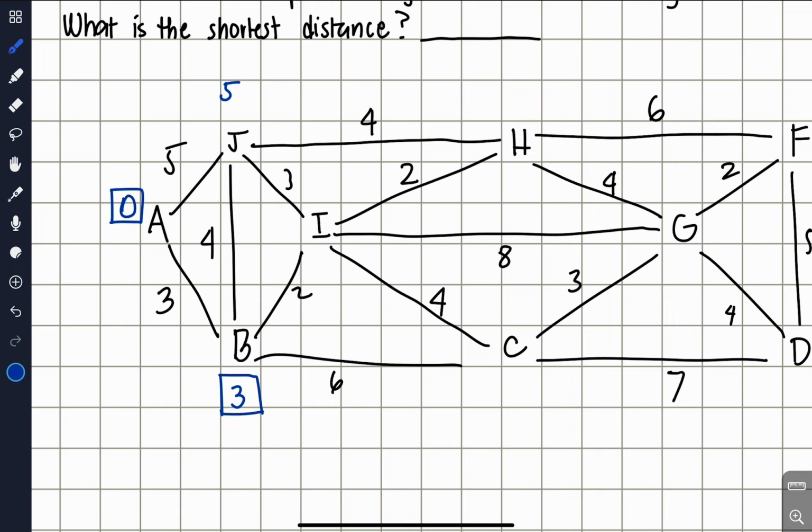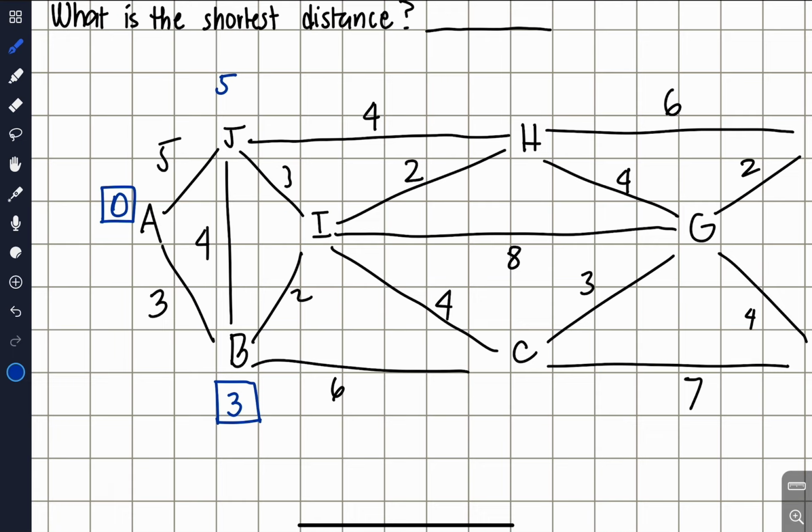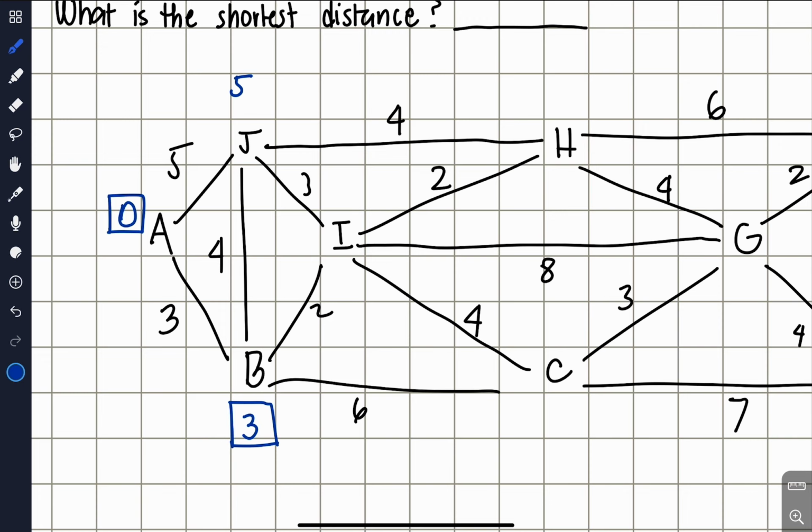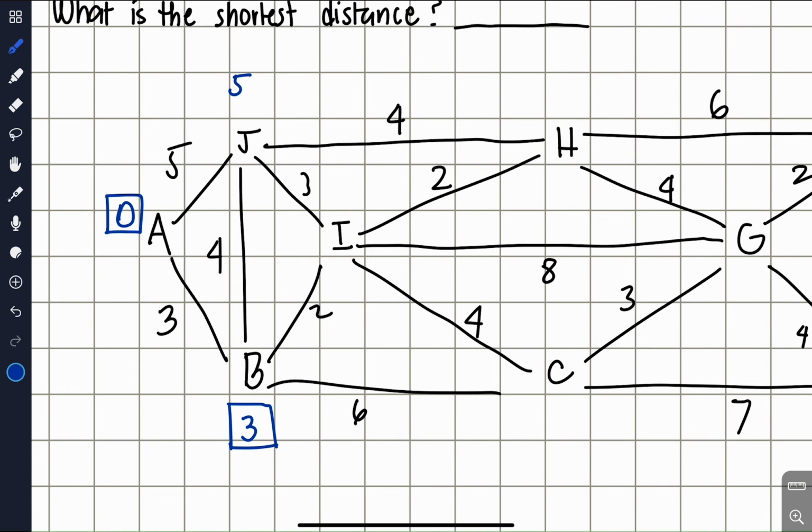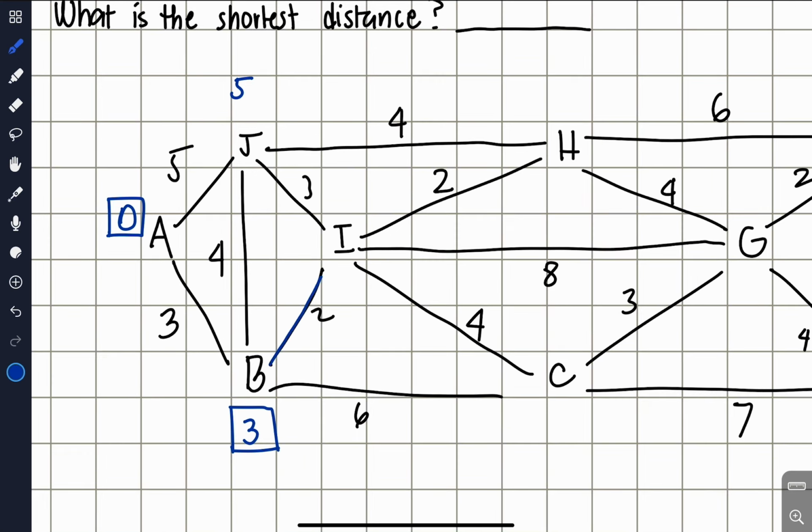Next, after boxing the smallest number, step number 5: consider the distance to each connected vertex. So we would repeat what we did on our initial vertex, which was 0. As we can see, we have two different paths. We have from B to I, let's just highlight this, and from B to C.